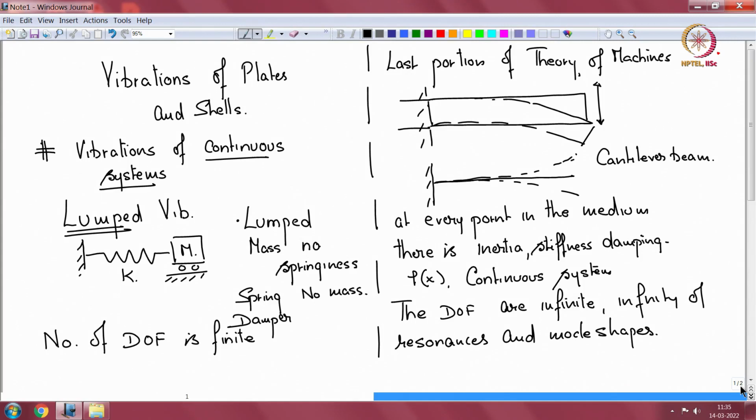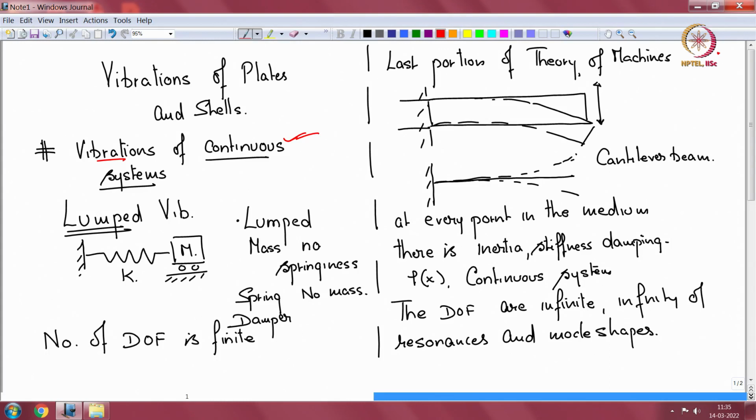Good morning and welcome to this first lecture on vibrations of plates and shells. We will be discussing vibrations of continuous systems. What do we mean by continuous systems?